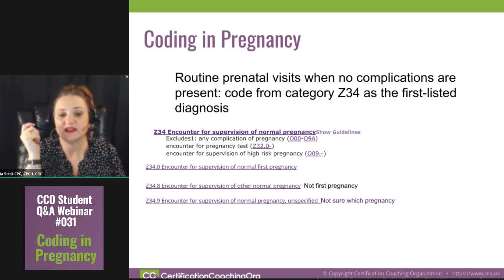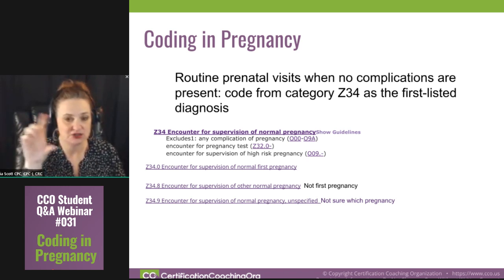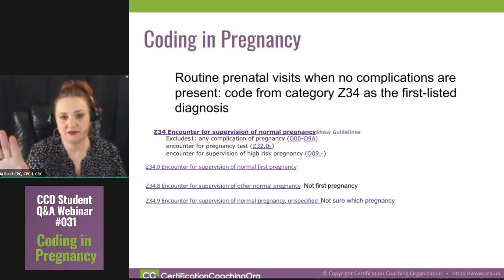If you are being seen for encounter for supervision of a high-risk pregnancy, that's an O09 code. Thus, complication of pregnancy, O00 through O9A, and then encounter for supervision of high-risk pregnancy, O09. Don't get those confused. So again, those are other codes to be aware of.